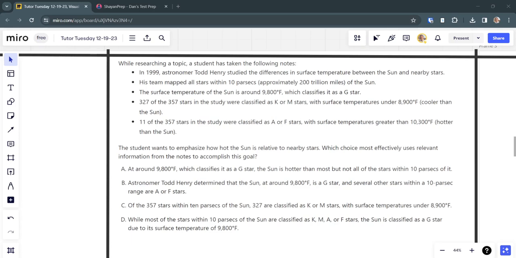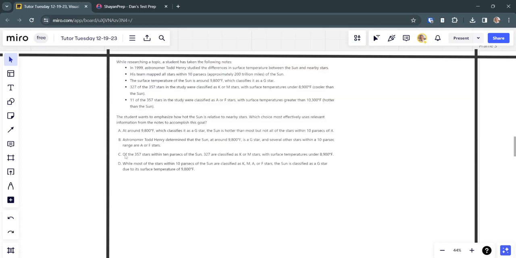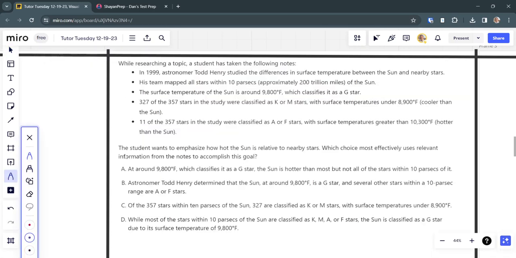Okay, so this one is kind of like they give you some notes to look through, and you have to form some kind of conclusion or illustrate some kind of detail specifically. So for this one, we want to emphasize how hot the sun is relative to nearby stars. How hot the sun is relative to nearby stars. Which choice most effectively uses relevant information from the notes to accomplish this goal?